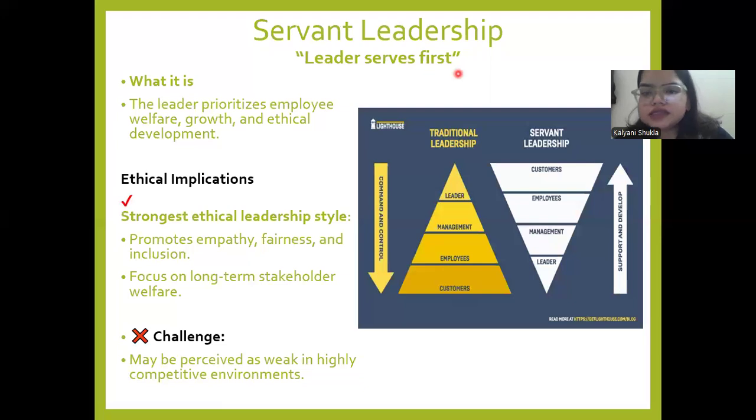So if we can see this diagram here, if I talk about it in the perspective of a company, servant leadership says that they are putting the customer first, then they're putting employees, then they're putting management, and finally the leader comes into the picture. This is just like the captain of any ship. They're putting themselves in the last spot. What is the strongest thing about this ethical leadership style? This promotes empathy, fairness, and inclusion, but at the same time it is perceived as weak in a competitive environment, as I suggested.